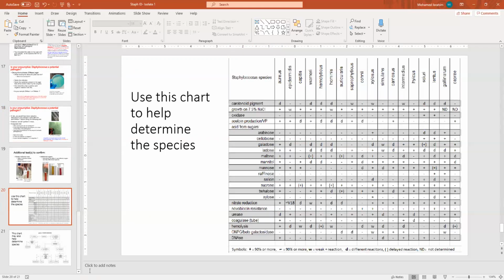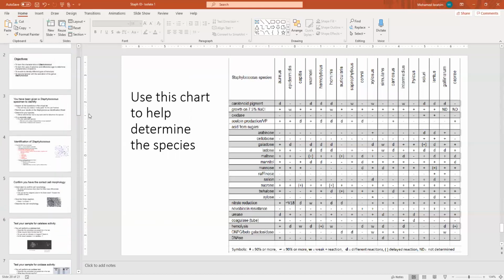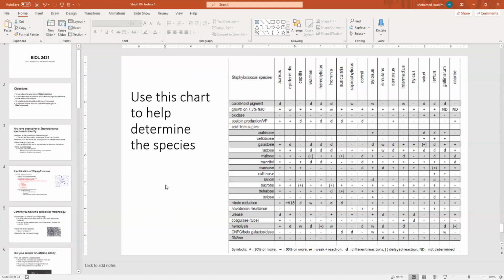So this is what I need from you to do when you look at this presentation. You go through each test and accumulate your biochemical data, and then look at the table that will help you to identify your isolate at the species level. And then as soon as you identify it, you need to write for me a 2-page report about the features of this particular isolate that you are working with.